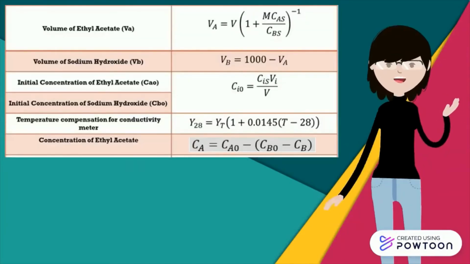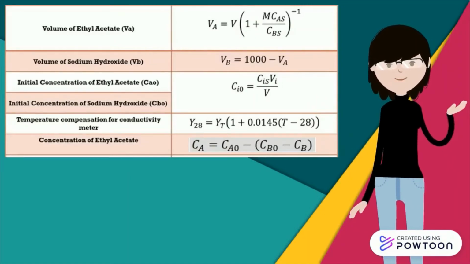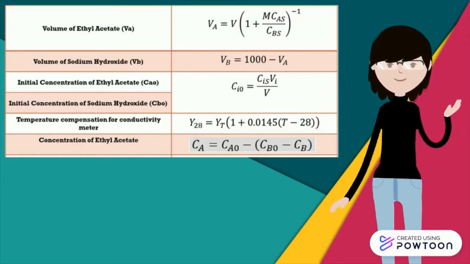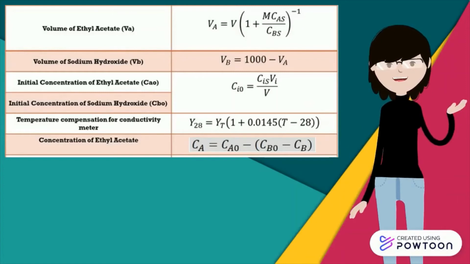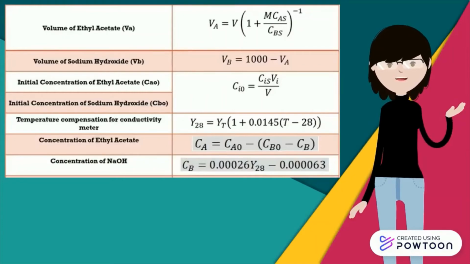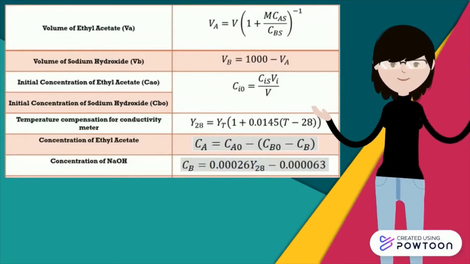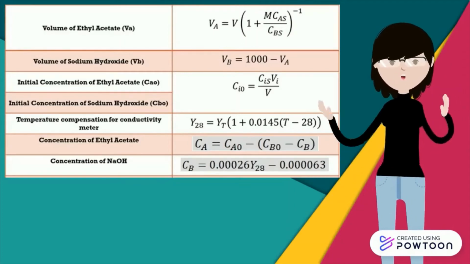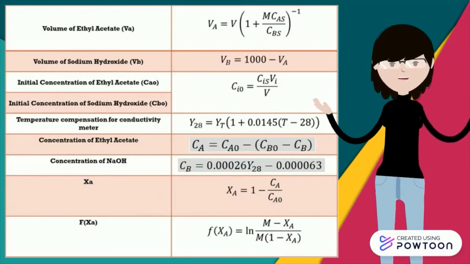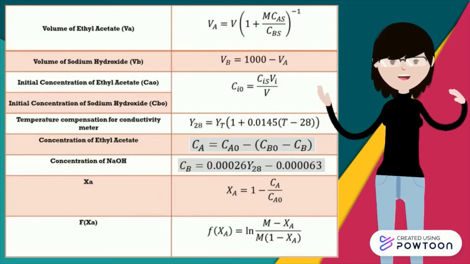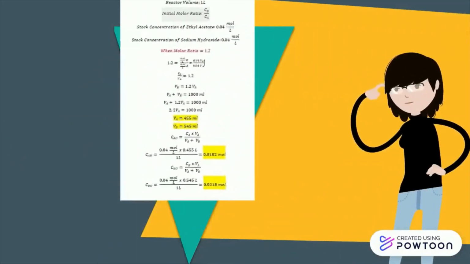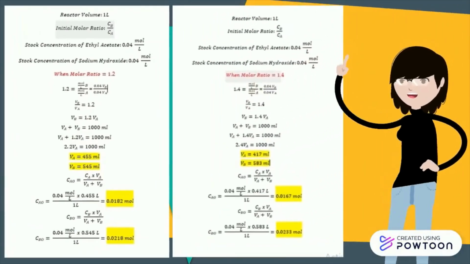Next is the formula for concentration of ethyl acetate, which is equal to initial concentration minus open parenthesis initial concentration of sodium hydroxide minus concentration of sodium hydroxide close parenthesis. Then for obtaining the concentration of sodium hydroxide, the formula is 0.00026 multiplied by the obtained Y sub 28 minus 0.000063. And lastly, for obtaining the conversion, the formula is X sub A equal to 1 minus concentration of ethyl acetate divided by initial concentration of ethyl acetate. The following data were the obtained calculations for different molar ratios.